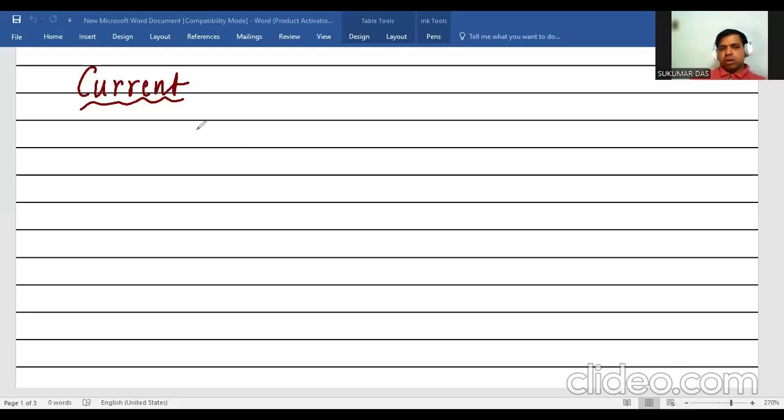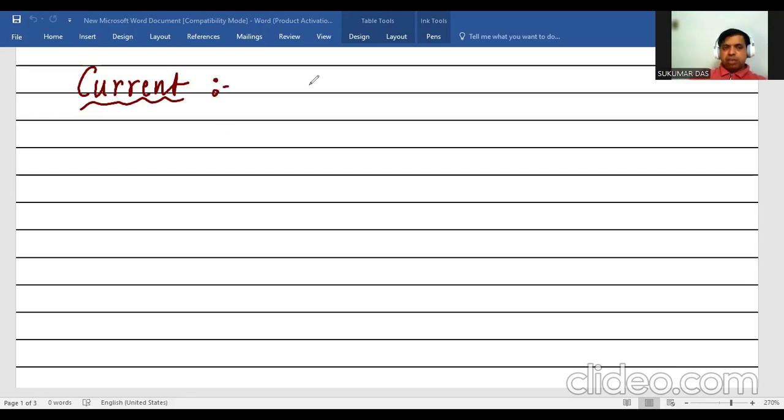So we are going to revise current electricity in 1 hour. What we will do is look into some questions topic-wise. So the first topic is the definition of current.